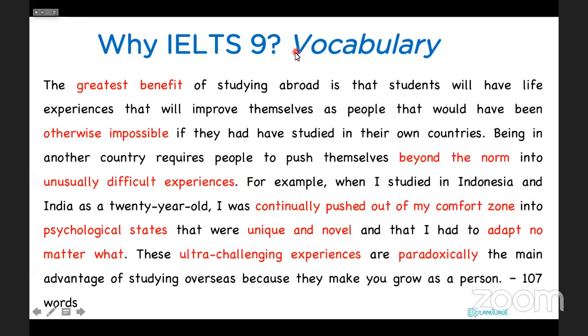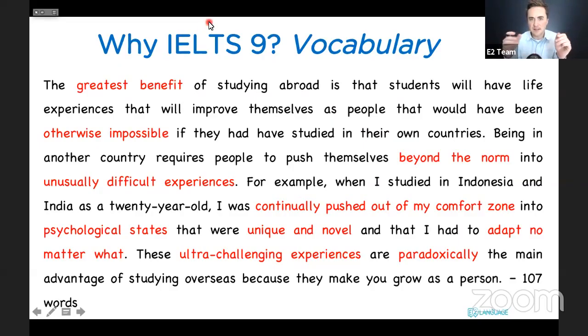Fine. What about vocabulary? Why would I get a 9 for vocabulary? Greatest benefit. Otherwise impossible. Unusually difficult experiences. Beyond the norm. Continually pushed out of my comfort zone. Psychological states. Unique and novel. Adapt no matter what. Ultra challenging experiences, paradoxically. I've used a mixture of simple, clear vocabulary and academic, complex vocabulary.